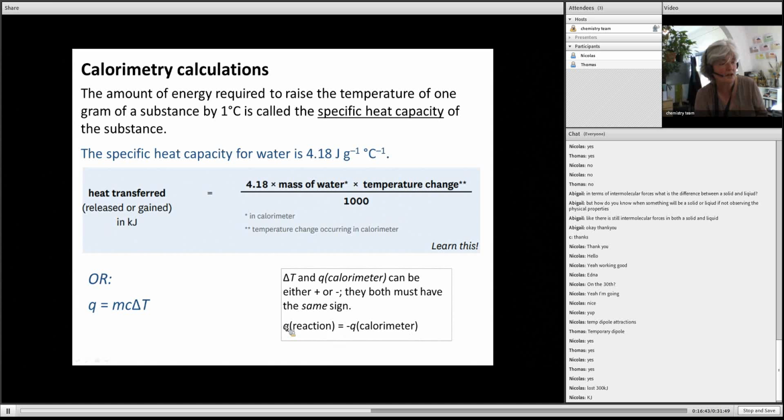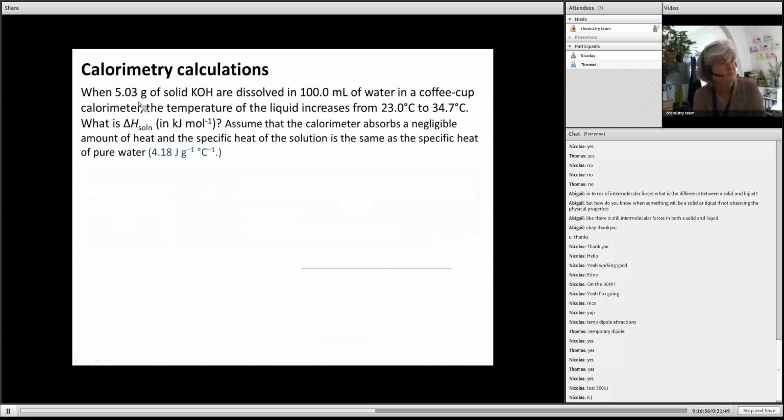So remember, if you come up with a calorimeter that's positive, then the reaction's negative, or if the calorimeter was negative, then the reaction's going to be positive, because the energy's just been transferred. So here's a problem. I've got a solid that I dissolve in water, the temperature increases, and I've got to work out what energy has been involved, not just the energy, but the energy per mole. So I have to work it out per mole.